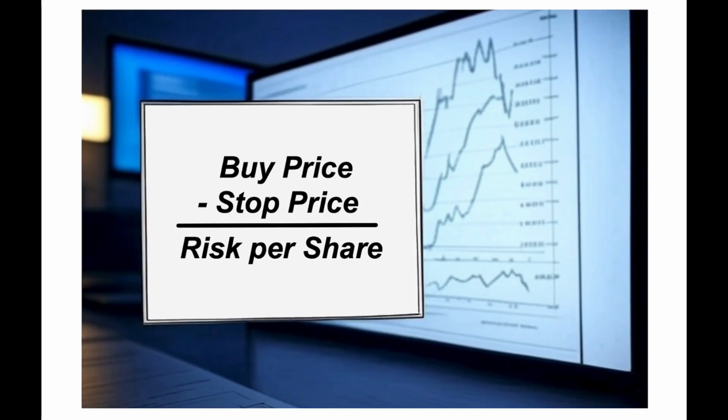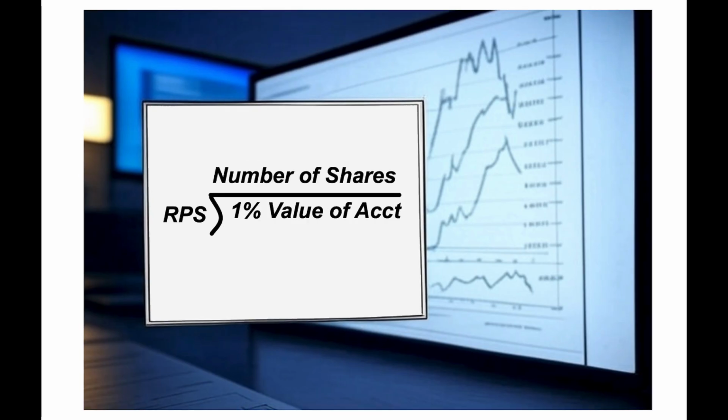Part two is very simple. You take the buy price, or your purchase price of the stock, and you subtract the stop price. That gives you the risk per share. And then you take those two values and use them to determine the size of your position. This is the number of shares you get to buy. So you take 1% value of your account, again, this is the risk amount, divide that by the risk per share, and that's going to give you the number of shares in sizing the position.